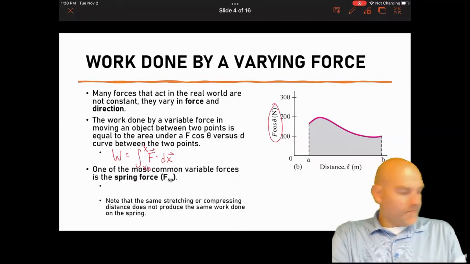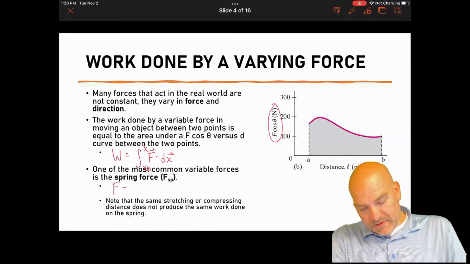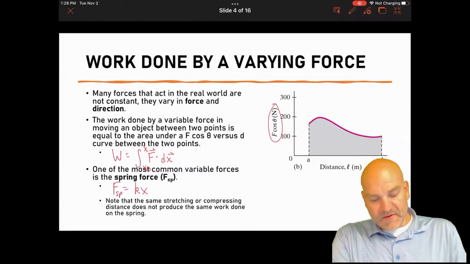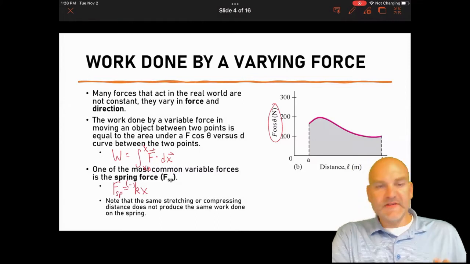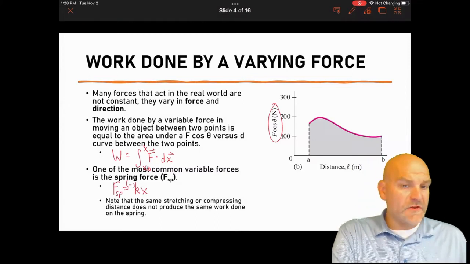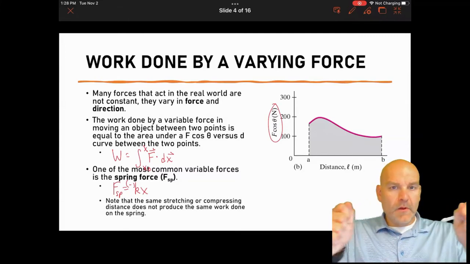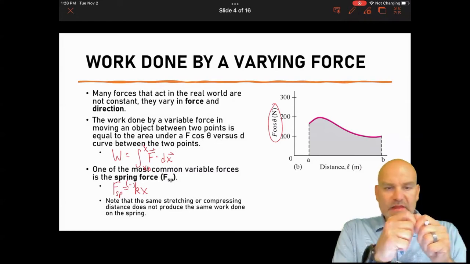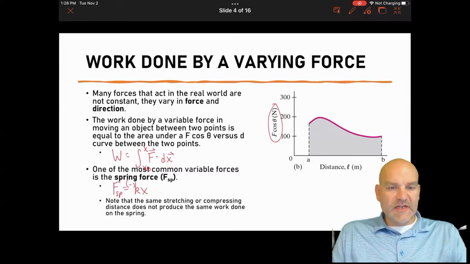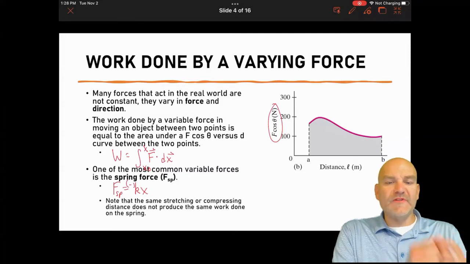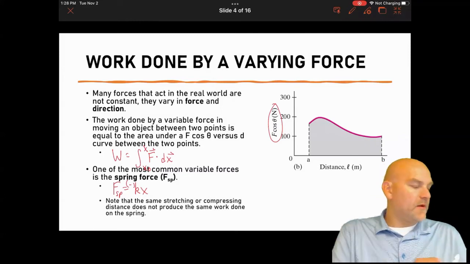Now, one of the most common varying forces that we will encounter is the spring force. It's going to be F equals kx. That's the equation for the spring force. Sometimes you see a negative sign here because it is a restoring force. When you stretch a spring, the force is varying, so the same stretching and compressing distance does not produce the same work done on the spring.